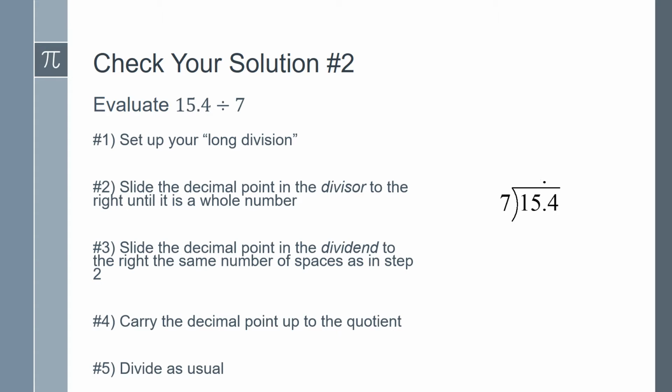7 does not go into 1, but it does go into 15 2 times. 15 minus 14 is 1. And we'll need to carry down the 4. And 7 goes into 14 2 times. So 14 minus 14 equals 0. So we know that the answer to 15.4 divided by 7 is 2.2.